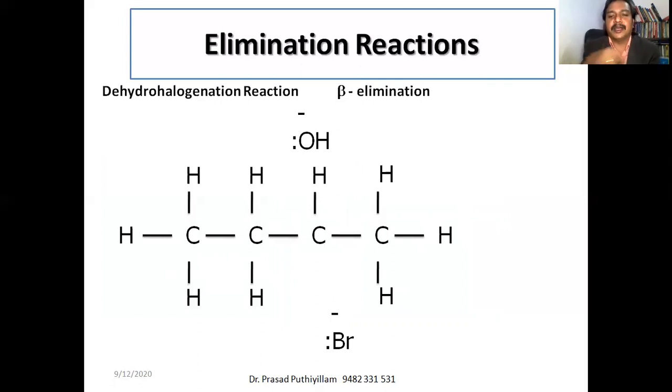Okay, so Br will go away, becoming Br minus ion because it takes the two electrons which are shared by the carbon and bromine. So Br gets two electrons, therefore it has a negative charge. Carbon loses them and becomes the corresponding carbocation. So a carbocation is formed.